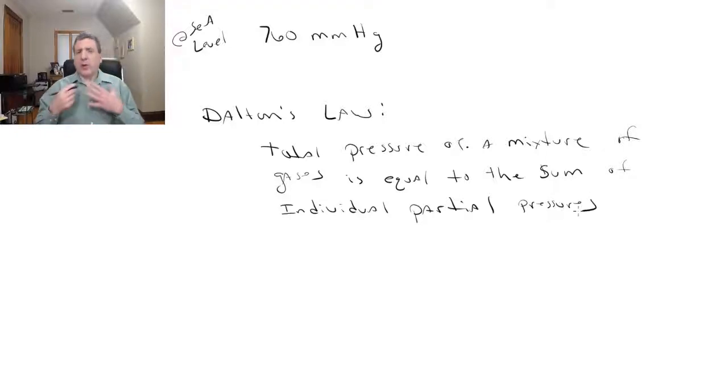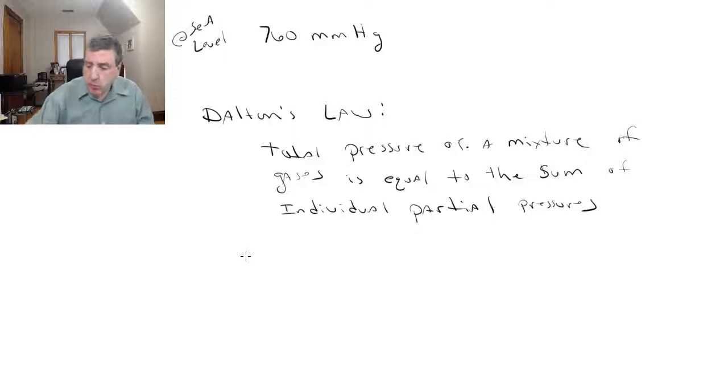Okay, so what does all of that mean? The total pressure of a mixture of gases, let's start with that definition. The total mixture: the air that we breathe is a mixture of gases. Nitrogen, oxygen, carbon dioxide, water vapor, all of those. The sum of the pressures of the individual gases equals 760 millimeters of mercury.